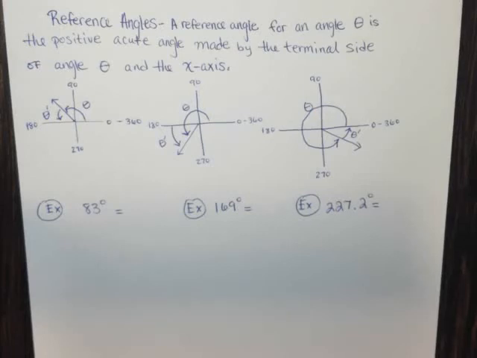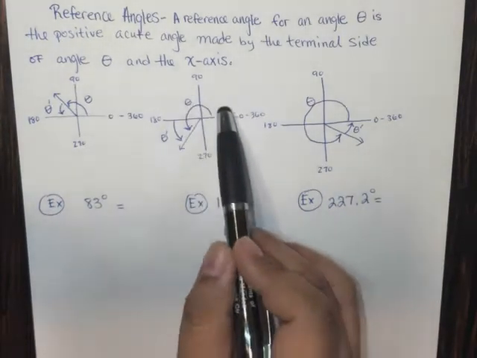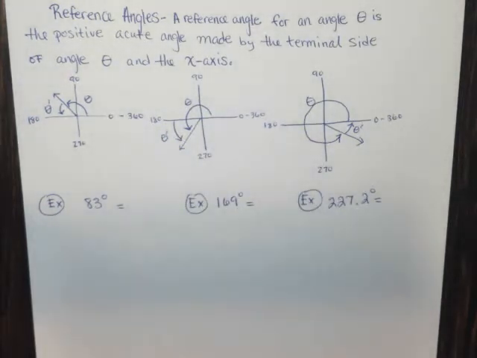Okay, now we're going to talk about reference angles. Reference angles are really helpful in terms of allowing us to calculate trigonometric ratio values using only an acute angle, something in between 0 and 90. We're going to get to that in another example, but first let's figure out how to calculate reference angles.